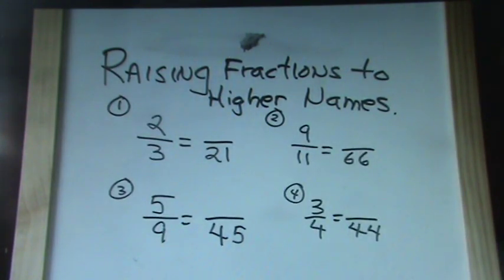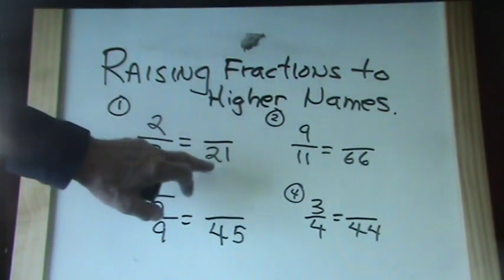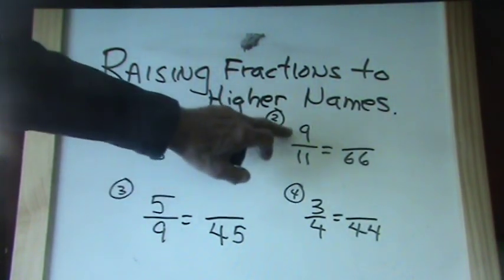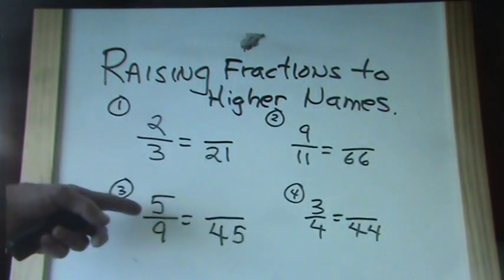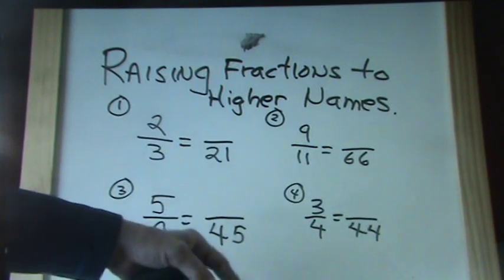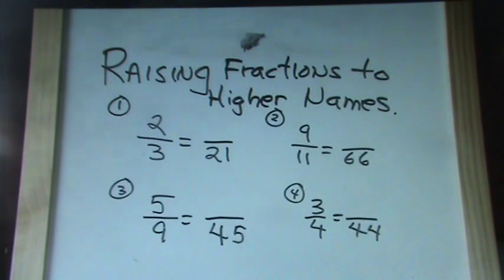Okay, here are 4 problems. Problem 1, 2/3 is equal to how many 21sts? Problem 2, 9/11 is equal to how many 66ths? Problem 3, 5/9 is equal to how many 45ths? And problem 4, 3/4 is equal to how many 44ths? What I'd like you to do is to put the DVD on pause, work these problems in your notebook, and then when you're finished, turn the DVD back on, and we'll go over them. Okay, go ahead.